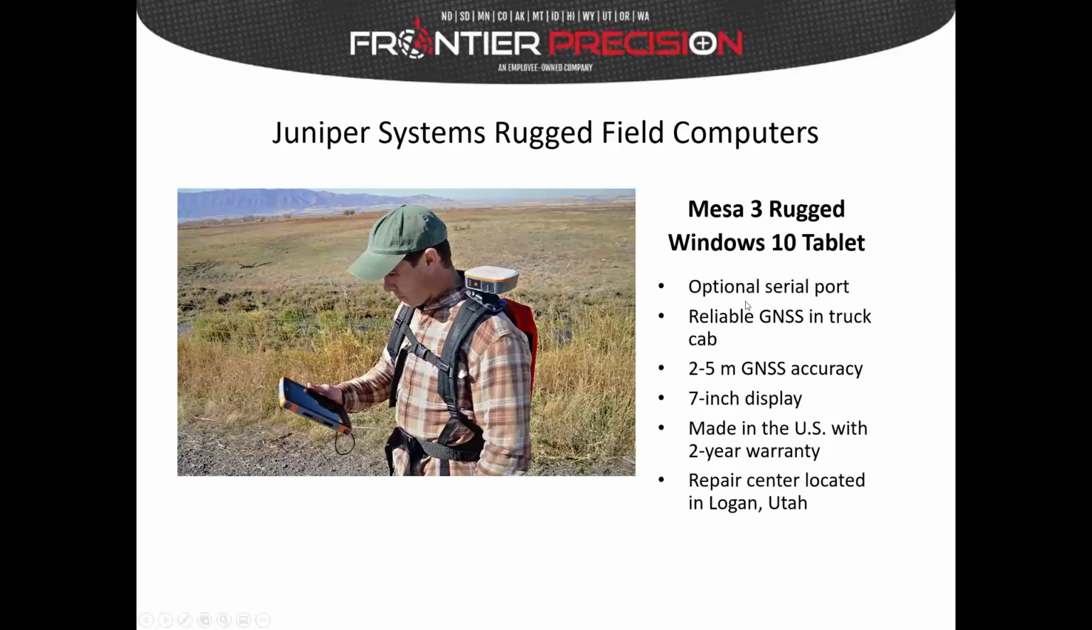It is a Windows 10 tablet that has an optional serial port, so we can connect it to other serial devices to record information. It has reliable GNSS or GPS in the truck cab. The Mesa 3 has 2 to 5 meter GPS or GNSS accuracy. We can add an external GPS receiver if you need higher accuracy than that. It has a 7-inch display, and it's manufactured in the U.S. at Juniper Systems down in Logan, Utah, and comes with a 2-year warranty, and it is repaired in Logan.